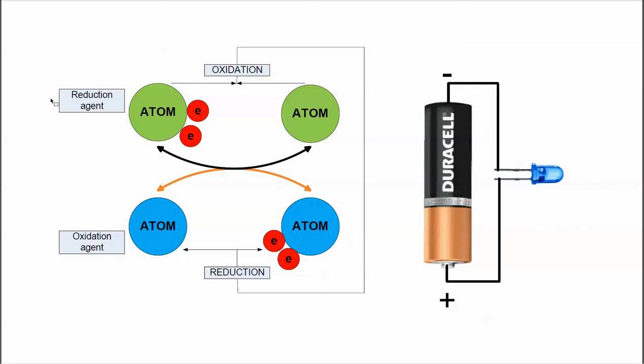It's the chemical reactions happening, and from these chemical reactions we get electrical current.